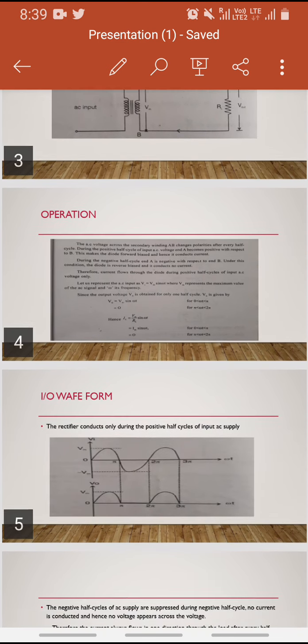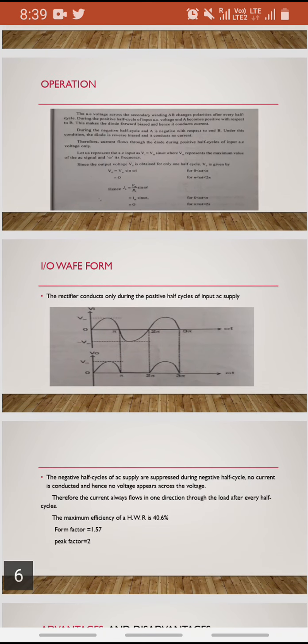Then the input and output waveforms of the half wave rectifier. Here we can see the negative half cycles of the AC supply are suppressed. During the negative half cycles, no current is conducted and hence no voltage appears across the load.